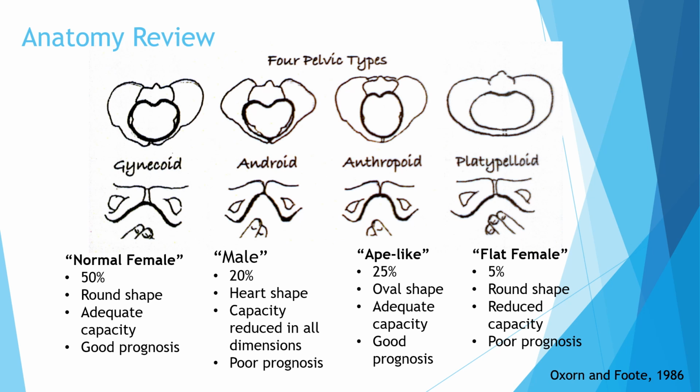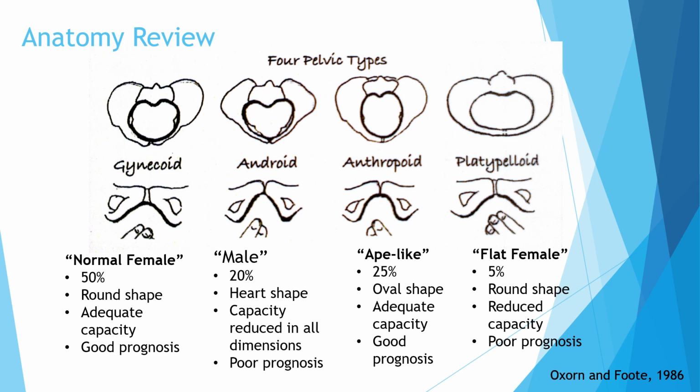An android pelvis is more that heart-shaped male, quote unquote. It tends to have a narrowed symphysis pubic arch. Its capacity is reduced in all dimensions. It's a harder delivery pelvis. If they say you have good birthing hips or not good birthing hips, a lot of people are referencing this internal shape of how the baby will come out. So with a male android pelvis, it tends to have a poorer prognosis just because there's a tighter space for the baby to fit through. So higher chance of a C-section and shoulder dystocia.